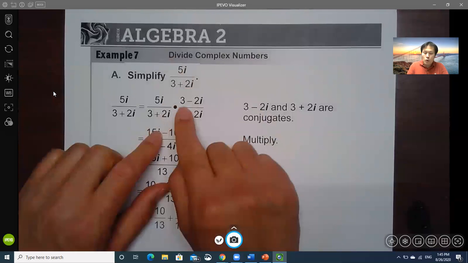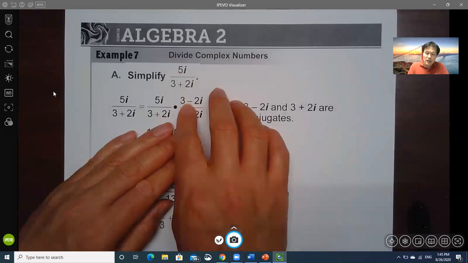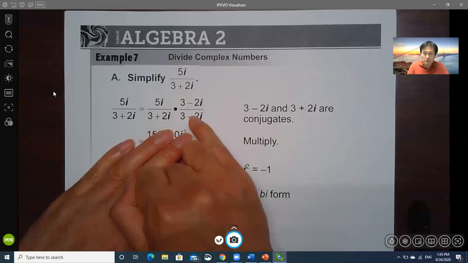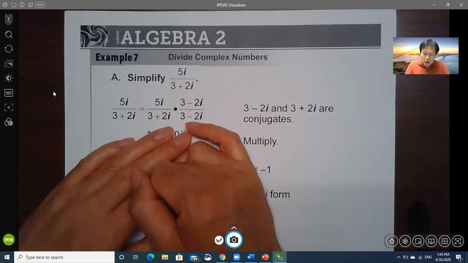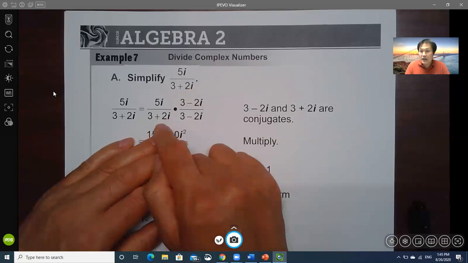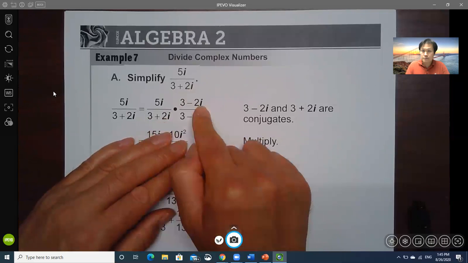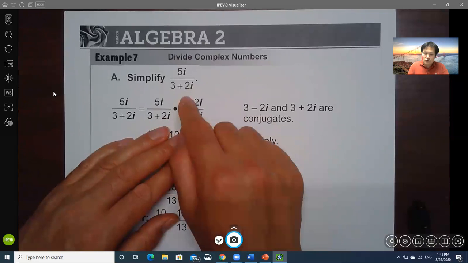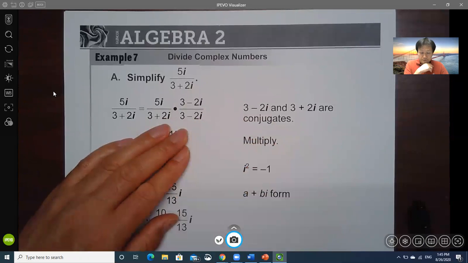You multiply by 1, such that 1 is expressed as the complex conjugate of the denominator over the complex conjugate of the denominator. So you might say, what is a complex conjugate? For a complex number, change the sign of i. So 3 plus 2i, the complex conjugate of that is 3 minus 2i. So you're multiplying by 1, but 1 such that it's 3 minus 2i all over 3 minus 2i. One thing you have to be careful about here is this move.